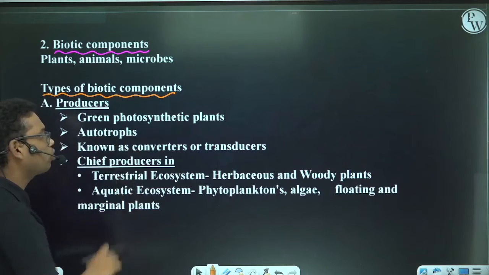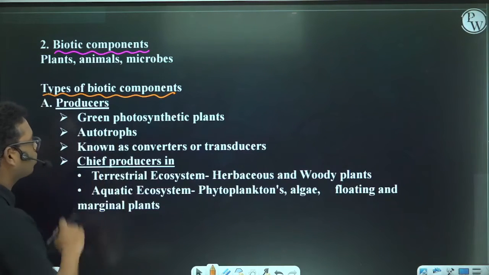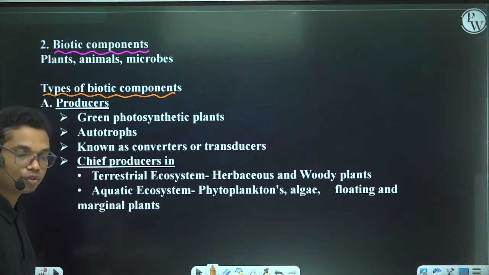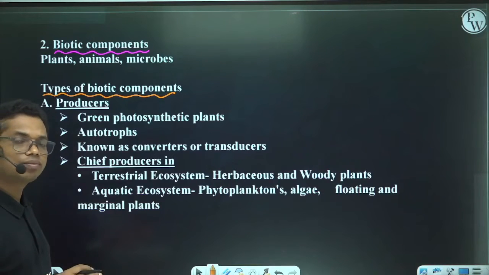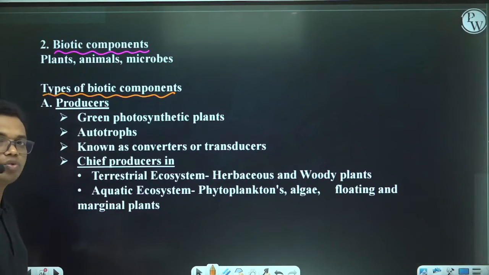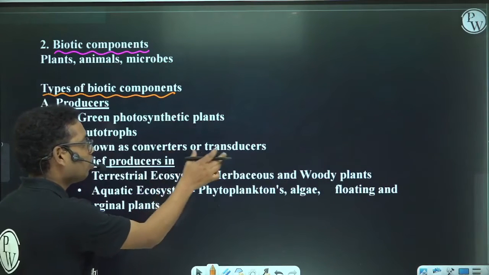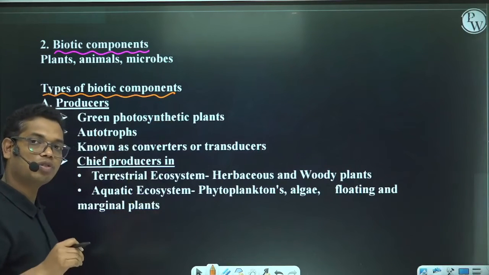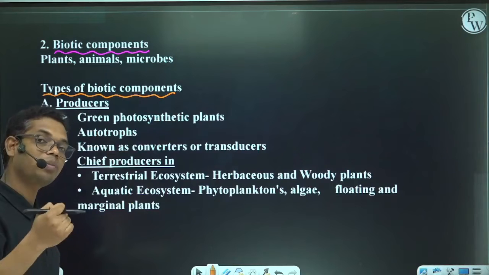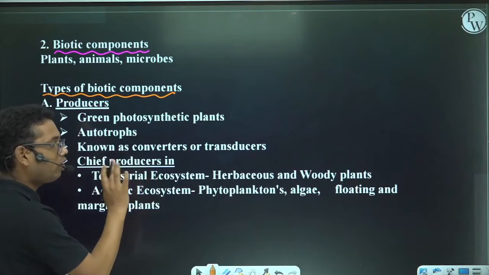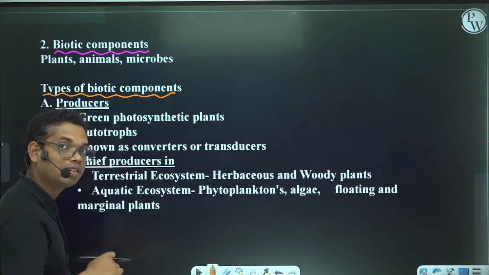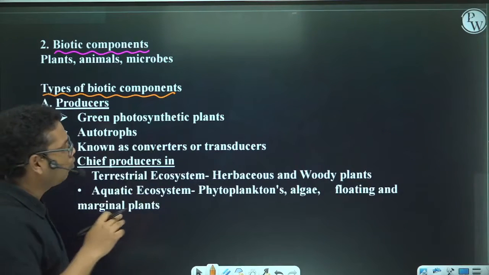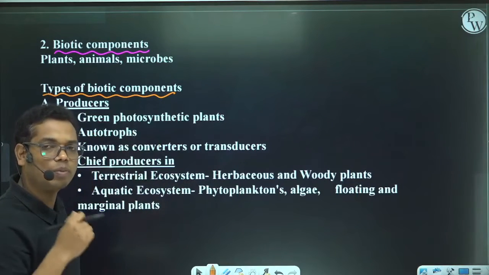So all the green plants come under the producers. Because they are able to use inorganic carbon, that is CO2, they are called autotrophs. And because they convert one form of energy to another form of energy, they are called converters or transducers. We know the producers perform photosynthesis, and during photosynthesis the light energy is converted into chemical energy. That means here one form of energy is converted into another form of energy. That is why they are called converters or transducers. So we know what producers are: green plants, photosynthetic plants.